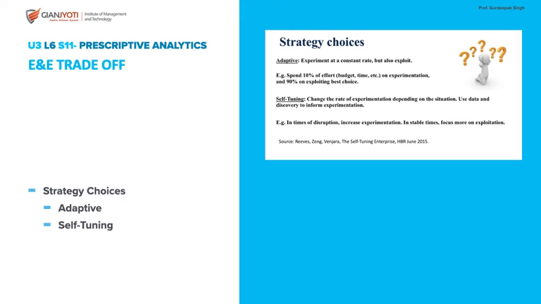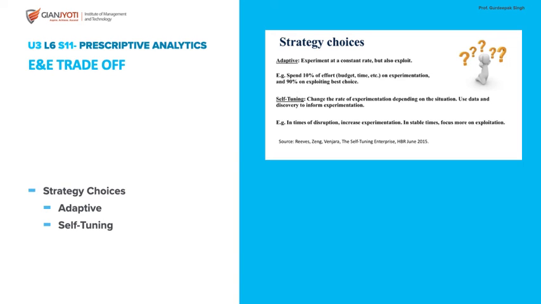So what are the other strategies? People keep on researching on that, and I am quoting this from HBR, from researchers Reeves, Zhang, and Vinzera. They have given this concept of self-tuning enterprise. So first is the adaptive strategy. So what is that? You do experimentation at a constant rate, but also exploit. Your experimentation is going on at a constant rate, and you learn through AI as to what to exploit, and you keep on exploiting.